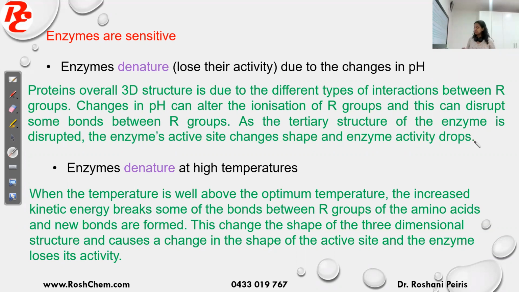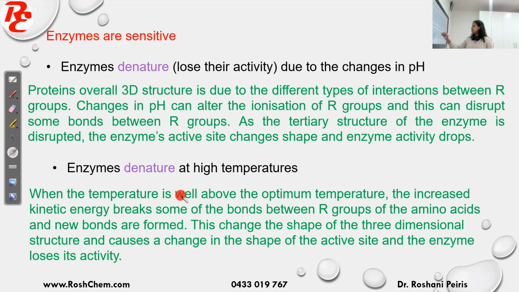So what happens now? When you change the pH, the ionization of R groups can change. So this can change the interactions between R groups, which will result in a change in shape of the enzyme's active site. So therefore, the enzyme activity can drop. And also enzymes denature at high temperatures.